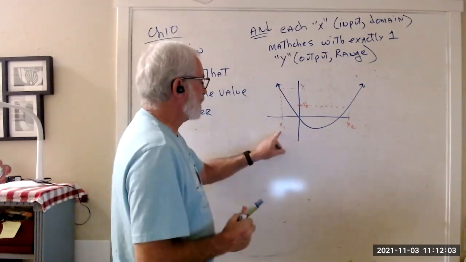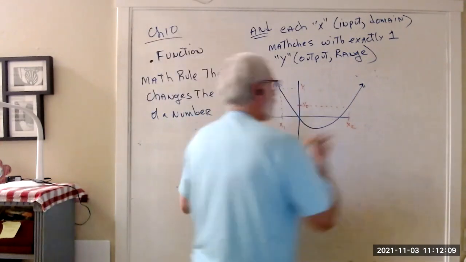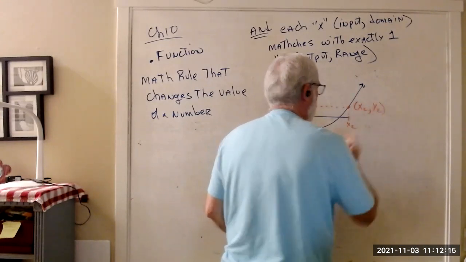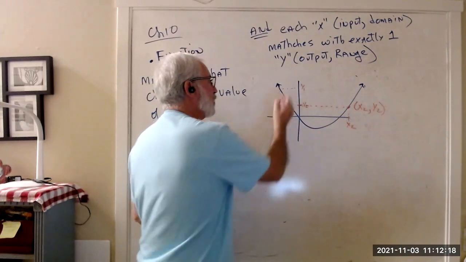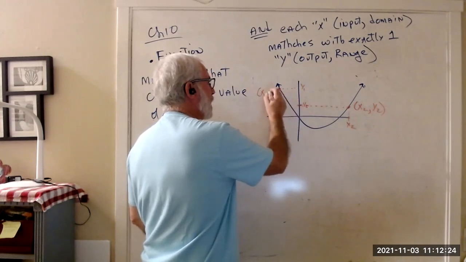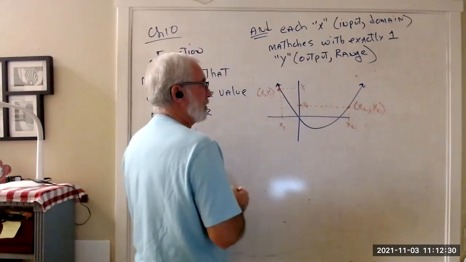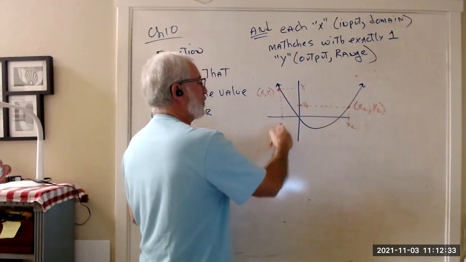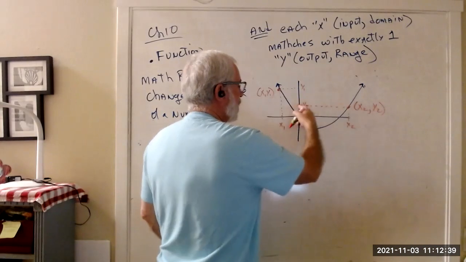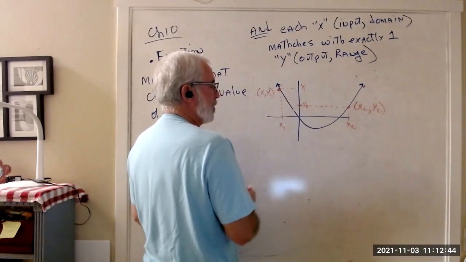So each x that you pick matches with one y. Remember, a graph is made up of ordered pairs. Long time ago, when we were graphing straight lines, we said a graph is just a whole bunch of dots, ordered pairs. And I just picked 2 of them at random here. x goes here to here, that's its y value. x number 2 goes from here to here, that's its y value. Every x matches with one y value.